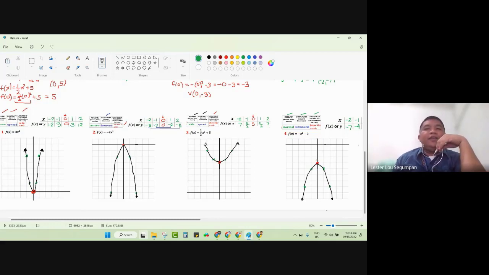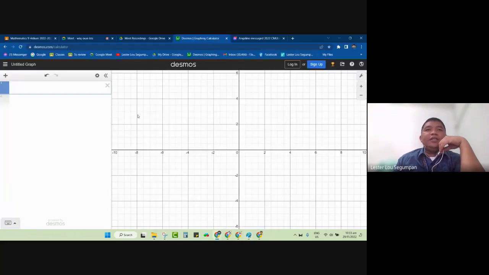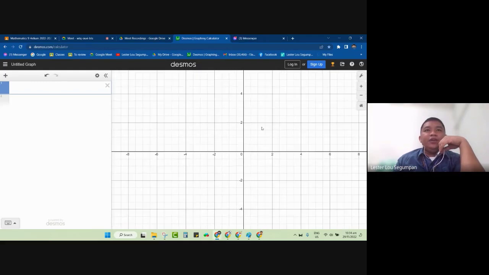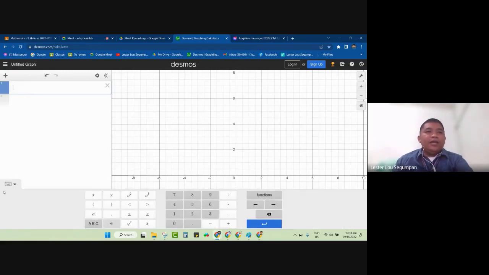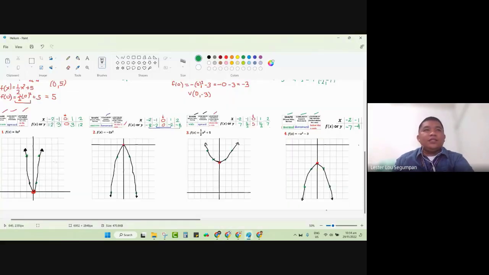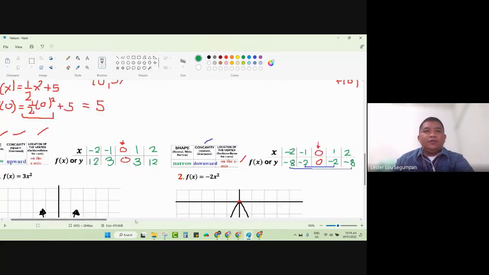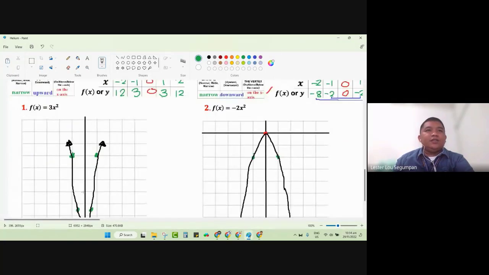If you're wondering if these are really correct and try to verify if the points or the vertices are already correct, you could use Desmos for this. Desmos is an online graphing calculator like this, where you could input your values here, or your functions rather. So let's start placing our function here. We have our keyboard here and all letters. So let's start with the first function, which is f of x equals 3x squared. This is our first function here.